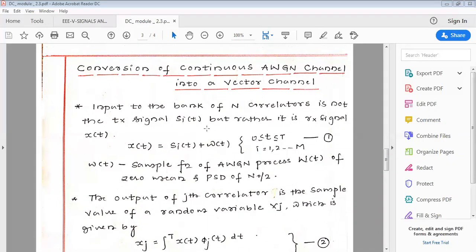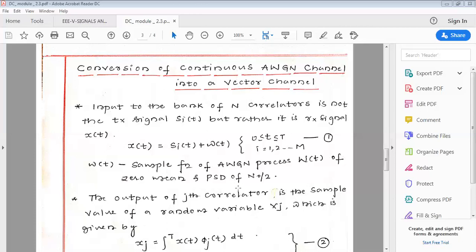And we all know that the input to the bank of N correlators is not only the transmitted signal Si of t, but rather the received signal X of t. This received signal X of t is given by Si of t plus W of t, where Si of t is the transmitted signal set and W of t is a sample function of the AWGN process W of t, which has zero mean and power spectral density of N naught by 2.